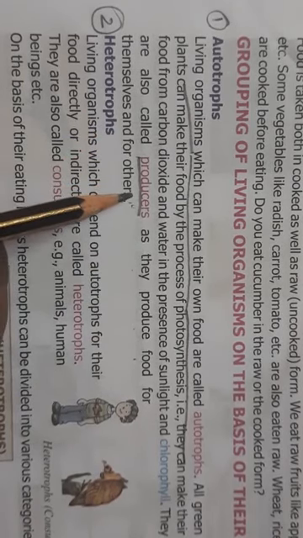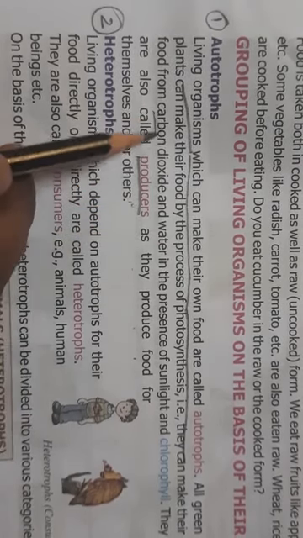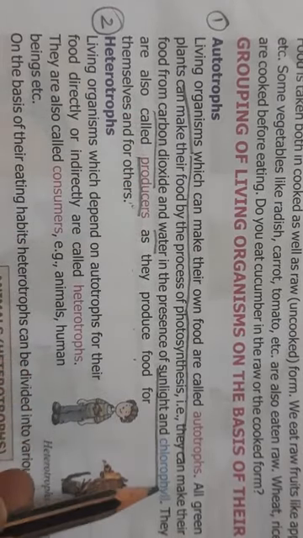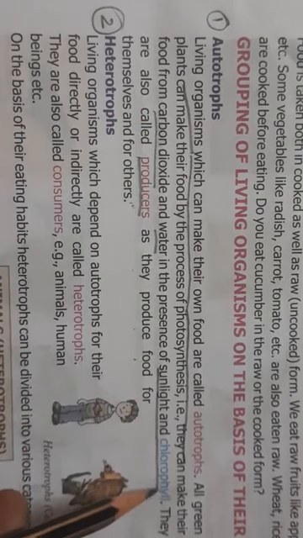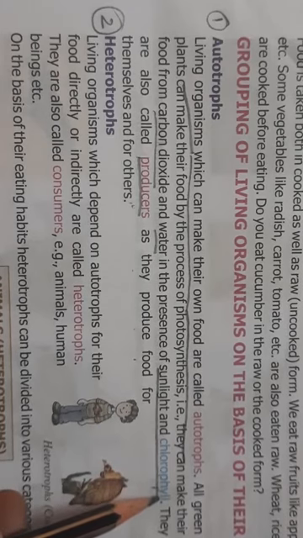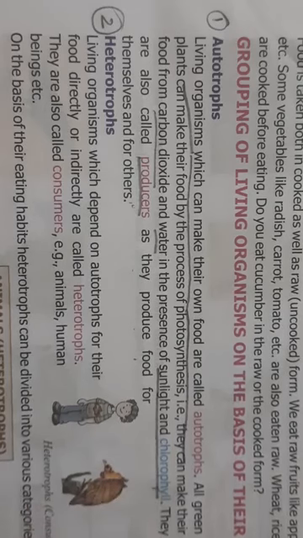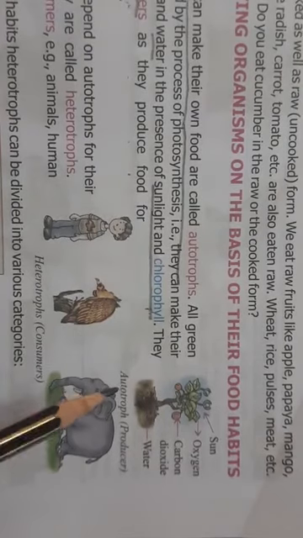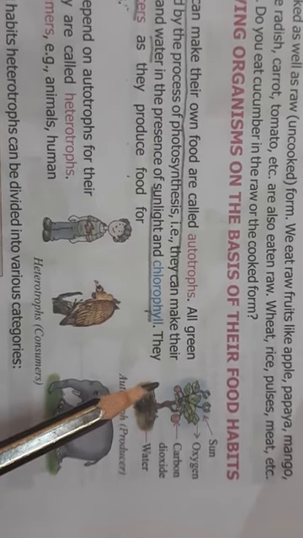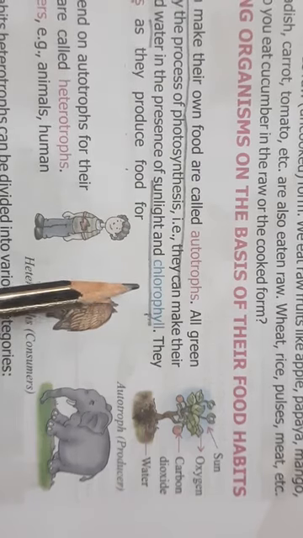And how do these green plants prepare their own food? The green plants prepare their own food from carbon dioxide and water in the presence of sunlight and chlorophyll. What is chlorophyll? Chlorophyll is a green colored pigment which is present in all the green plants. The leaves of the plant, they are green in color. Why are the leaves green in color? The leaves are green in color due to the presence of chlorophyll.